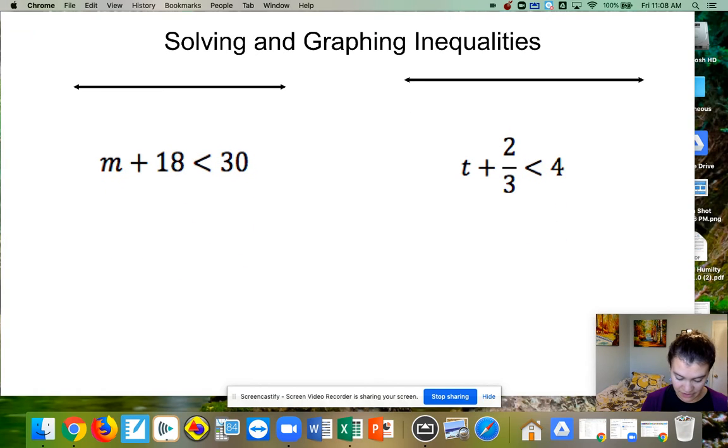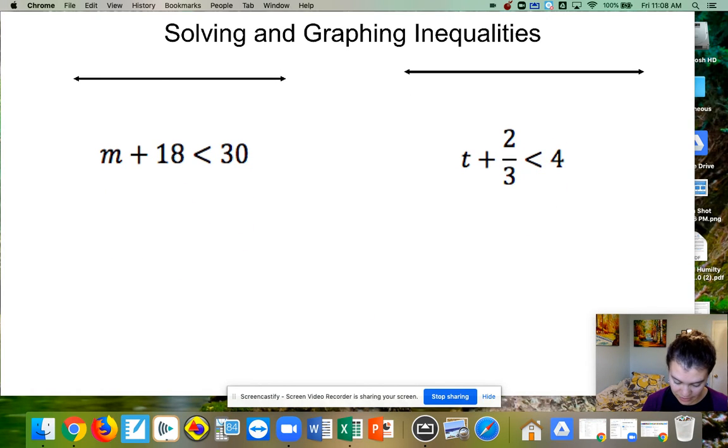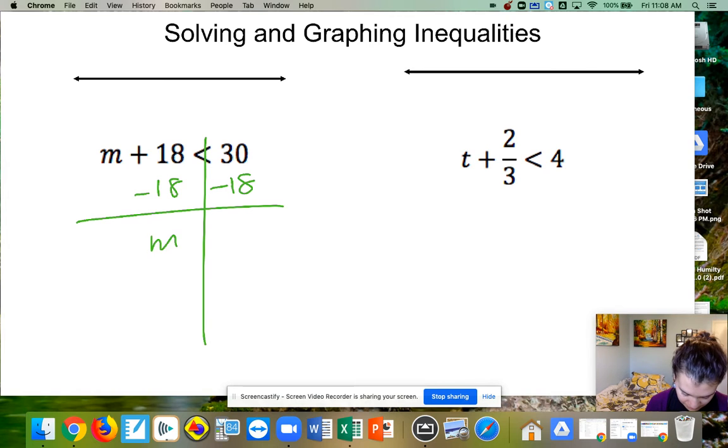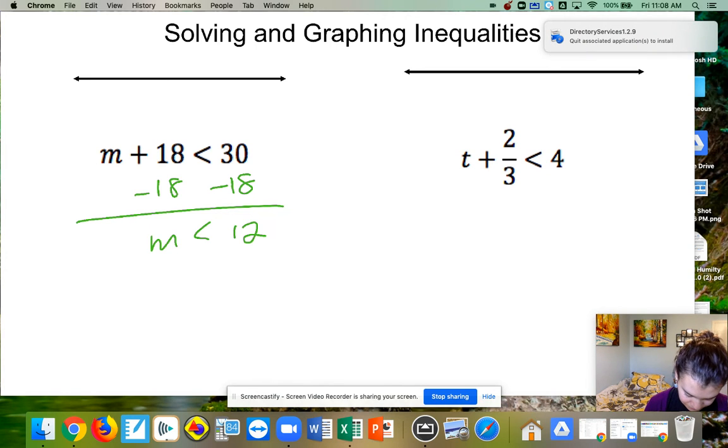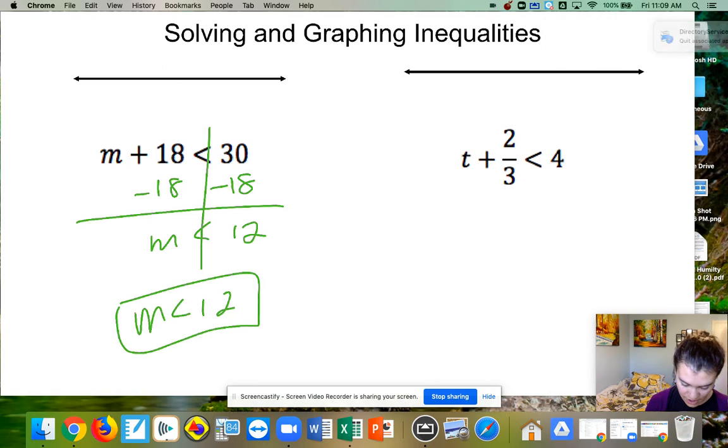So some examples of solving inequalities, and then we'll graph them at the end. We can draw our line like we did before. If this was an equal sign, we'd subtract 18, so I'm going to do that. And we get m is less than 30 minus 18, or 12. So your answer, if I make this a little shorter, would be m is less than 12. Graph that, we put 0 and 12. We're less than, so it's an open circle. And here we're on the small side of our 12, so we want to go this direction.